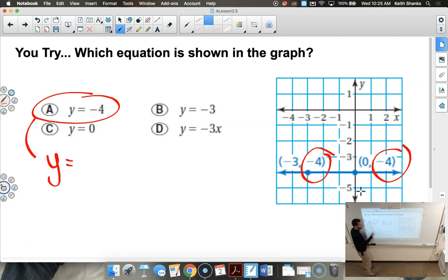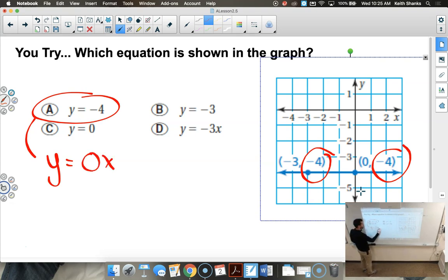Y equals, how many up am I going every time? 0. How many over am I going? 1. Or 2 or 3 or 4. But the idea is, it's 0x minus 4. What's 0 times x? 0. And so this cancels out. And 0 minus 4 is just -4.